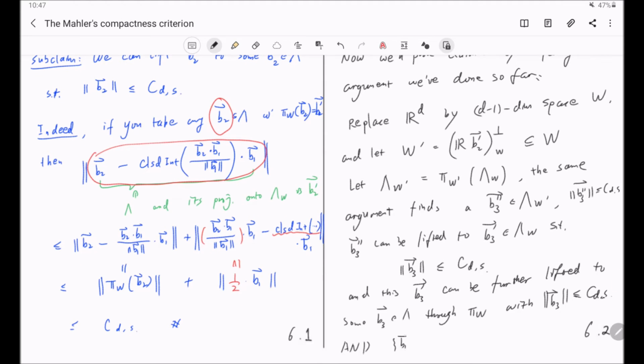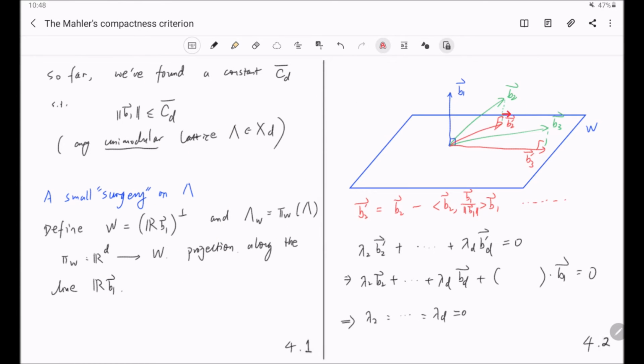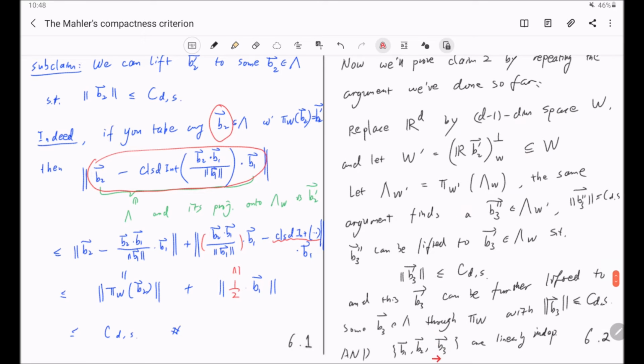And B1, B2, and B3 are indeed linearly independent. In fact, B2 is linearly independent of B1, and B3 is linearly independent of the first two. This is because of our construction. If you remember our construction, each time we project some vectors down, and the projected down vector will still be linearly independent of the previous ones. Some argument like this. So this should be very easy to see.